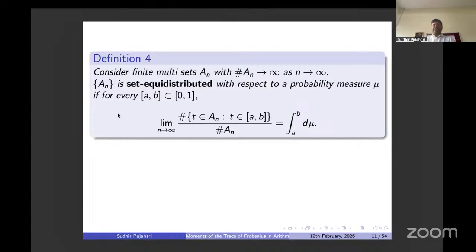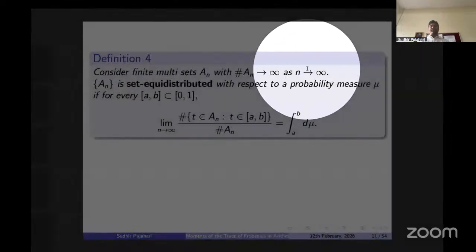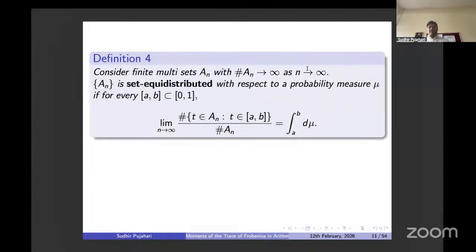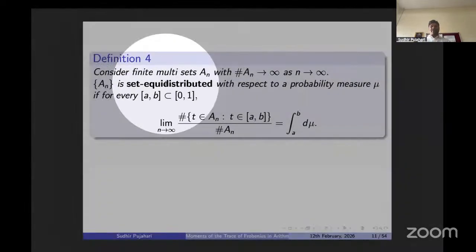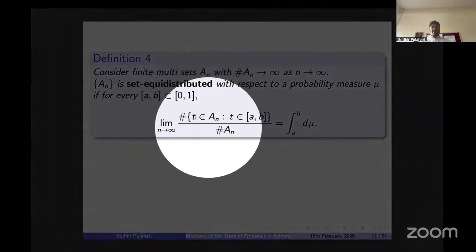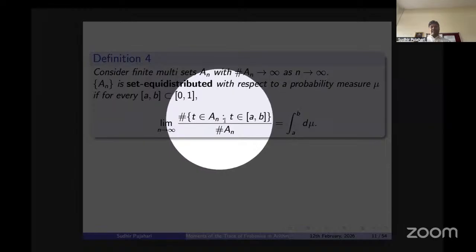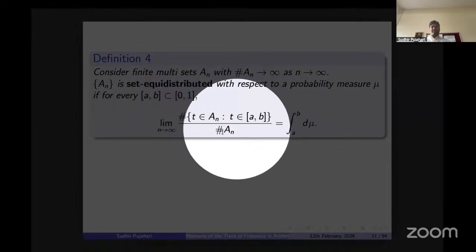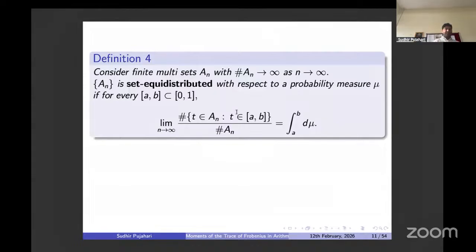Consider finite multisets. What is a multiset? Basically, let's say 3 appears more than 2 times. The number of times it appears, we count that many times. That's a multiset. So a collection of multisets A_n with the restriction that the cardinality of A_n goes to infinity as n goes to infinity is said to be set equidistributed with respect to some probability measure mu if for any subinterval [a,b] of the unit interval, the cardinality of t in the set A_n such that t is in the interval, divided by the cardinality of A_n, as n goes to infinity, should be the integral of mu from a to b.